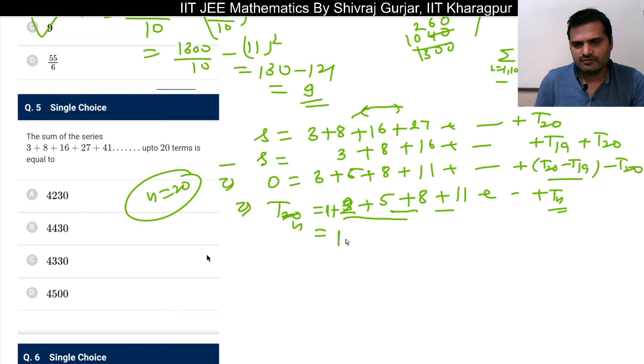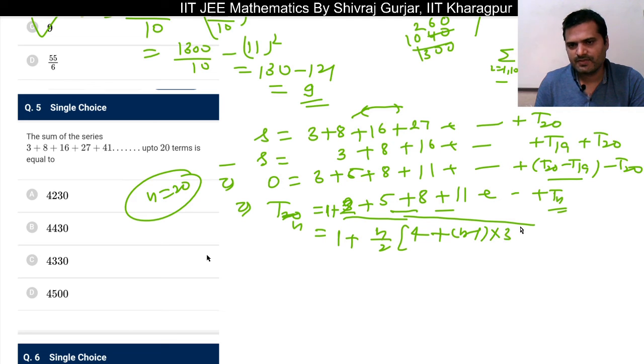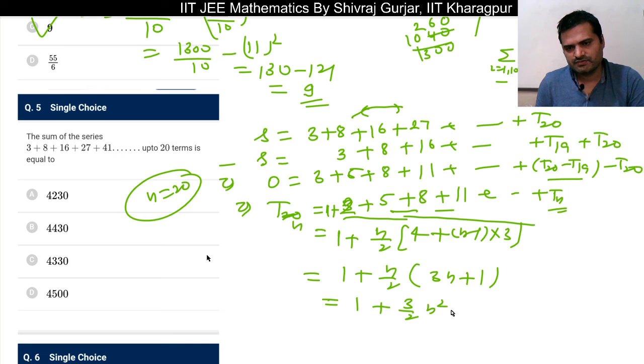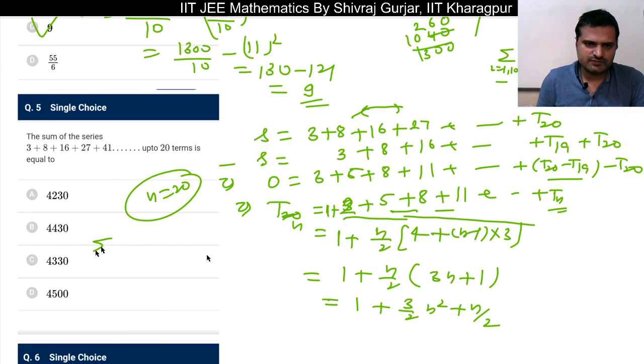Okay, so 1 plus, these are n terms, which is an AP, the sum of which will be n by 2 into 2a, 2 into 2 is 4, plus n minus 1 times d, which is 3. So this is 1 plus n by 2 into 3n plus 1. So this is 1 plus 3 by 2 n square plus n by 2. Now we need to find the summation of these n terms where n is 1 to 20.